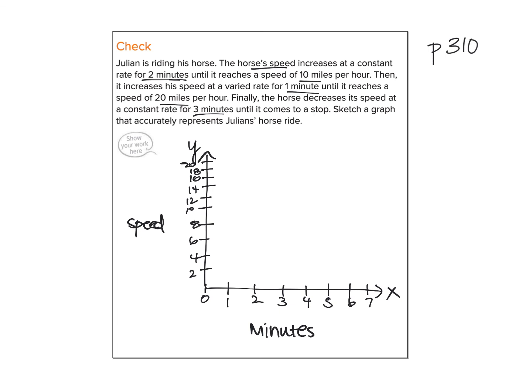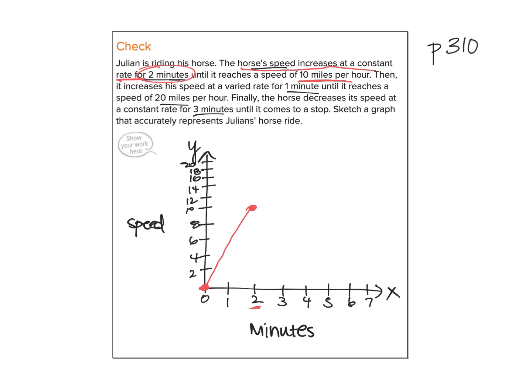All right, so here is the first thing it said. His horse's speed increases at a constant rate, so straight line, for 2 minutes until it gets to 10 miles per hour. Okay, so 2 minutes. I'm going to come way over here to 2 minutes. It's got to get up to 10 miles per hour. So I'm going to put a dot right there. He starts at 0, and it's a constant rate, so I'm going to draw a straight line.